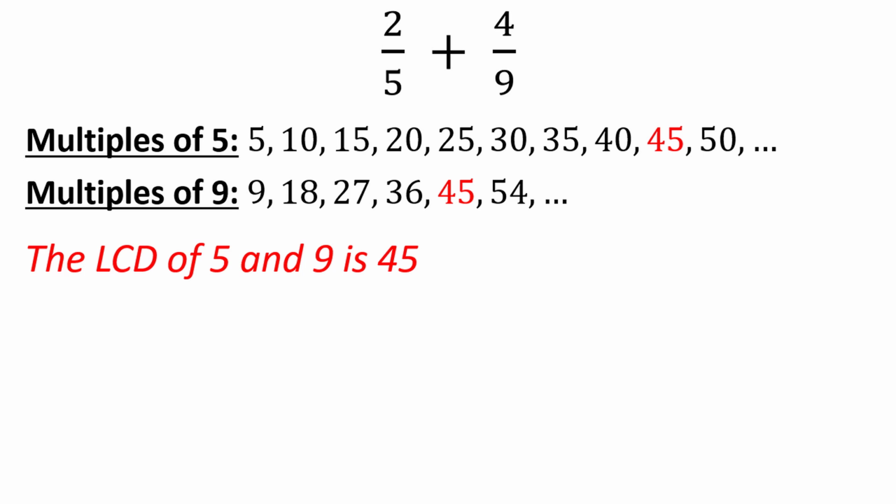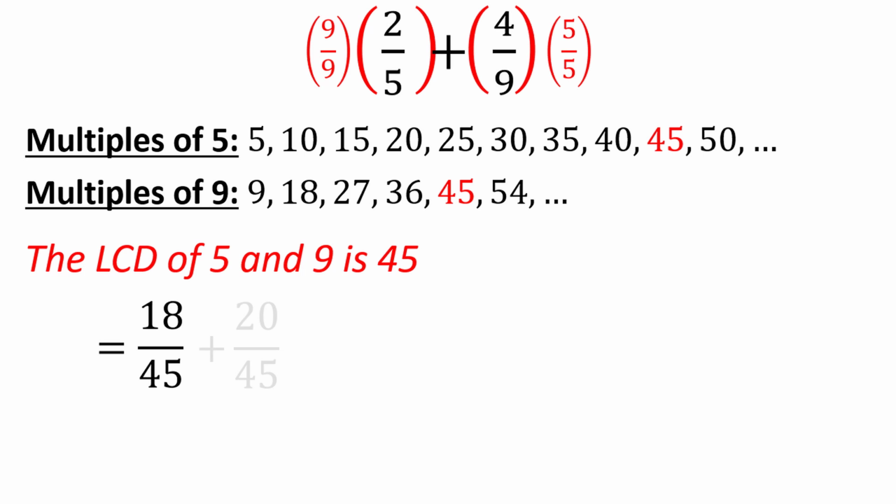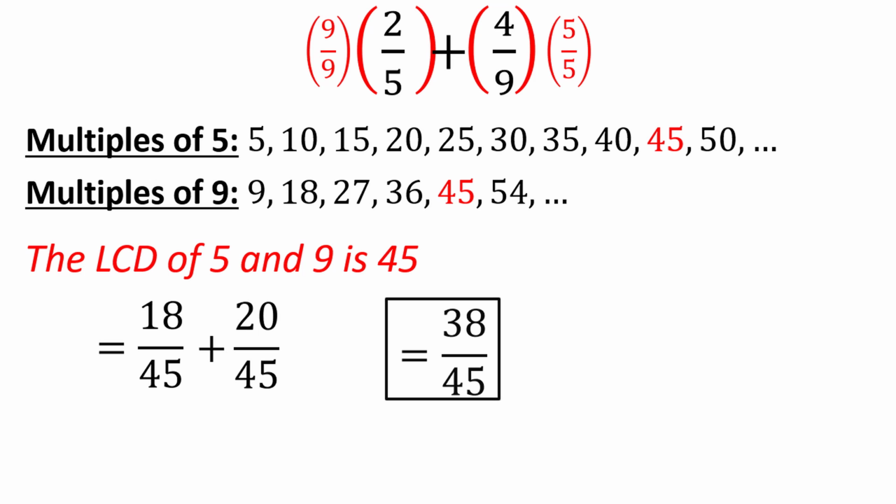add them together. We would need to multiply 2 over 5 by 9 over 9 to get 18 over 45. And we would need to multiply 4 over 9 by 5 over 5 to get 20 over 45. Then we could proceed to add the two expressions together by adding the numerators, which would give us 38 over 45, which cannot be reduced.